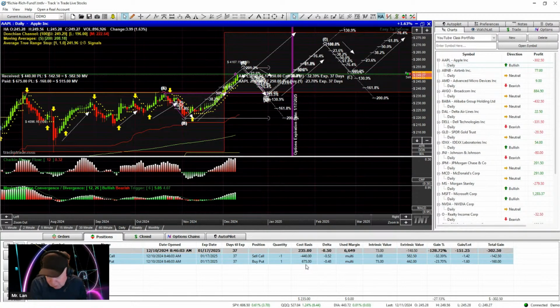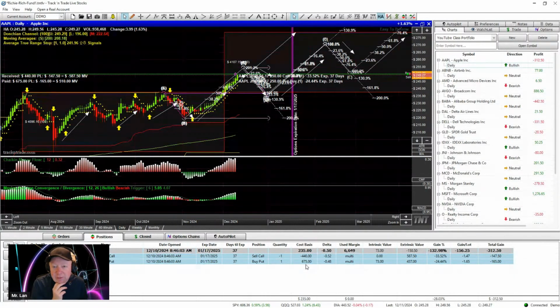All right. Well, that was a pretty big skew, $675 for the put, and the $440 for the call didn't quite pay for it. So there was a cost of doing business in there. A couple $100 we had to pay for that, $235.